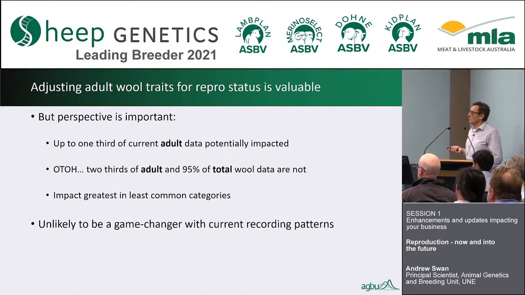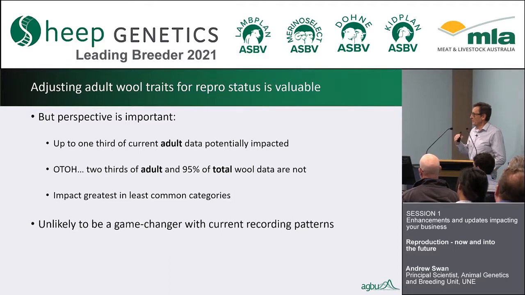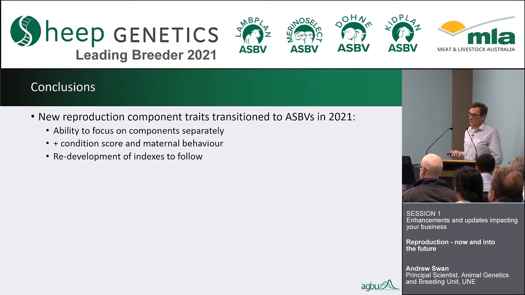But at the moment, it's really important to keep the problem in perspective. And that perspective is that at the moment, 1/3 of adult data could be potentially affected by reproductive status, but on the other hand, 2/3 of adult data is not, and 95% of the total wool data in Merino Select is not as well. That's really a reflection that a lot of wool data is recorded on young animals, most wool data. And the other thing, as I said, was the impact is greatest in the least common categories. So while it's something that we definitely should do, it's unlikely to be a game changer with current recording patterns. Not that we wouldn't want people to record more adult fleece data. We would really encourage that.